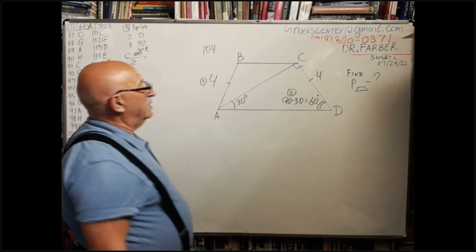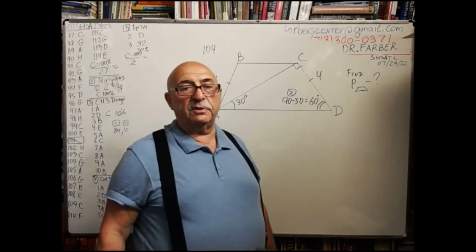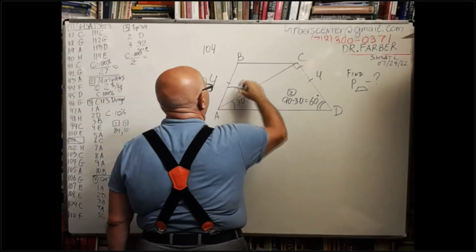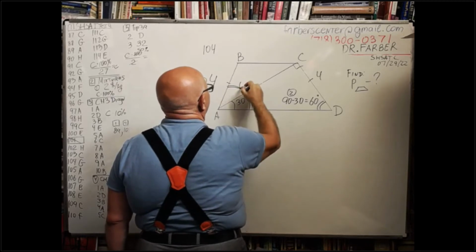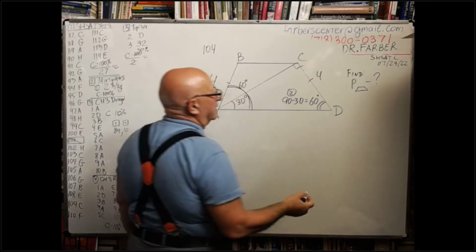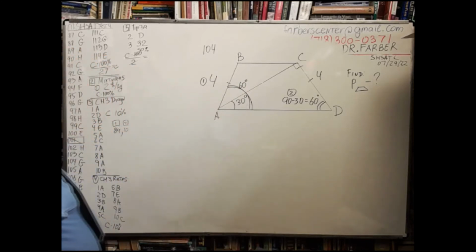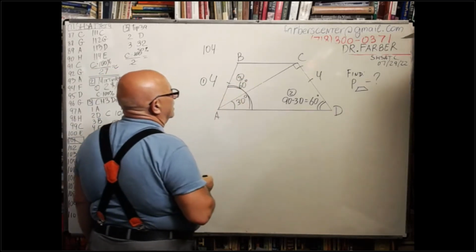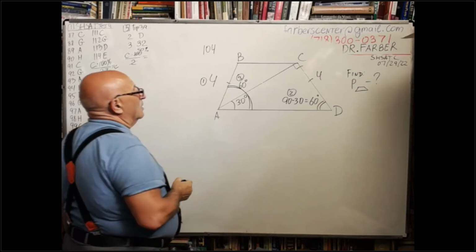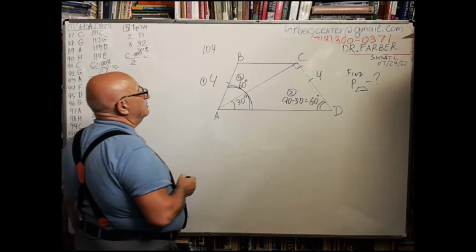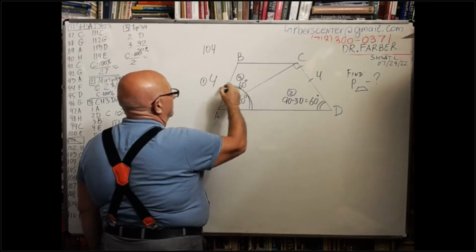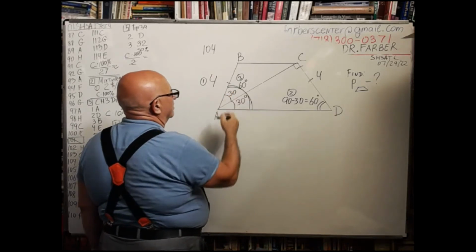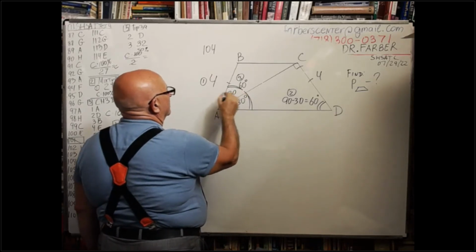Since this is a 60 degrees angle, and the trapezoid is isosceles, this angle is also 60 degrees, because base angles of an isosceles trapezoid are the same. This is step number 3. Step number 4: by the angle addition postulate, if this is 60 and this is 30, this angle is also 30. So 30 plus 30 is 60. This is step number 4.